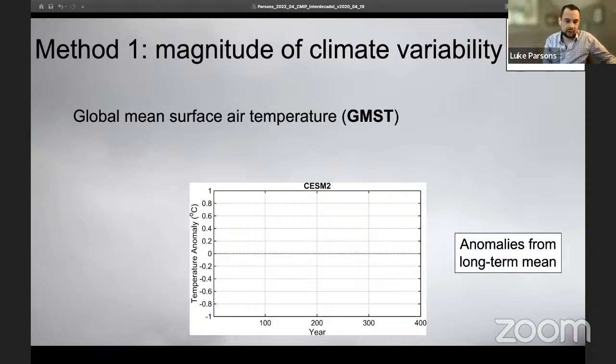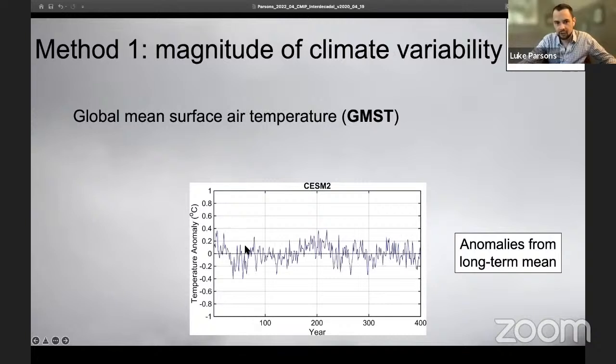What I did is I took each climate model and I looked at the skin surface temperature or surface air temperature variable. And I removed the linear trend over the full control run of the climate model, and I looked at 400 years. And now we're going to be looking at anomalies from the long-term mean. Here's 400 years on the x-axis. The y-axis are going from temperature anomalies from the long-term mean between -1 and 1. And so here's, for example, the CESM2 model. You can see it varies on interannual timescales and decade to decade and century to century.